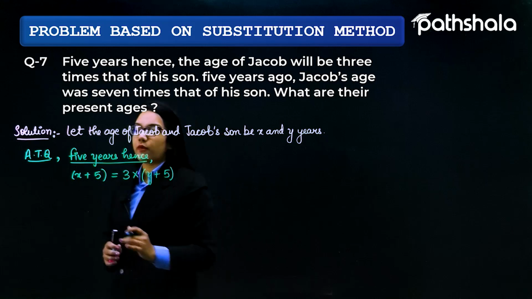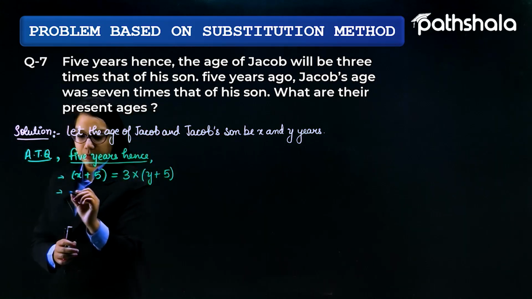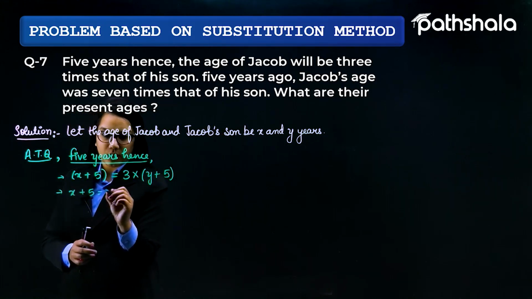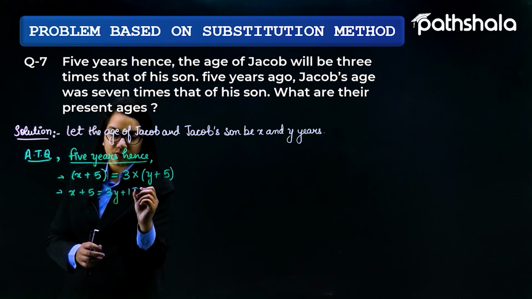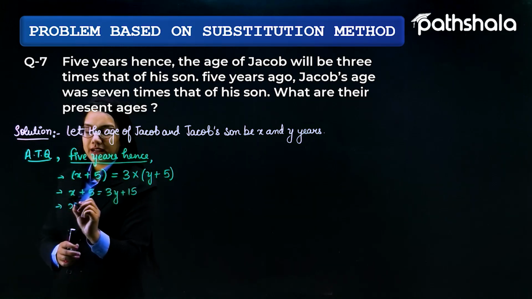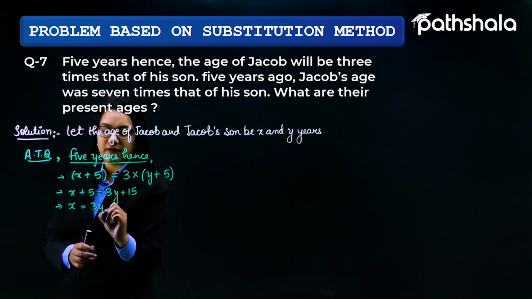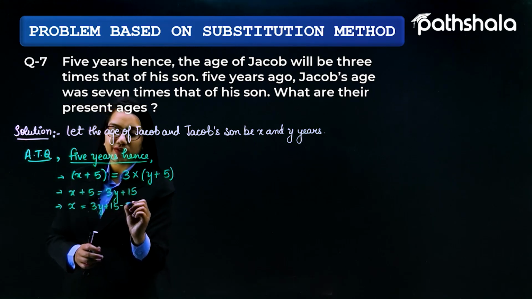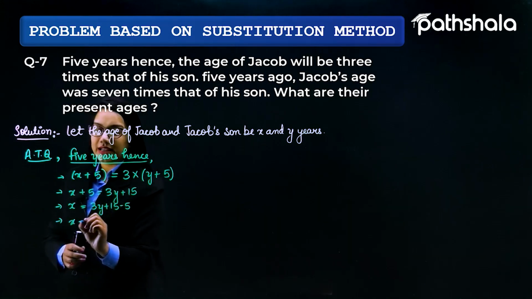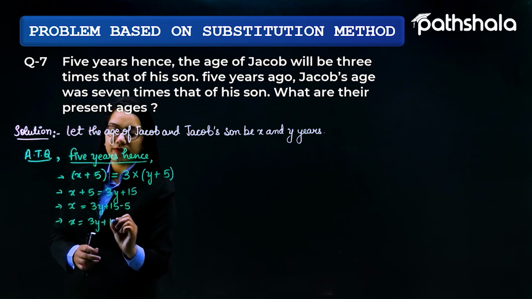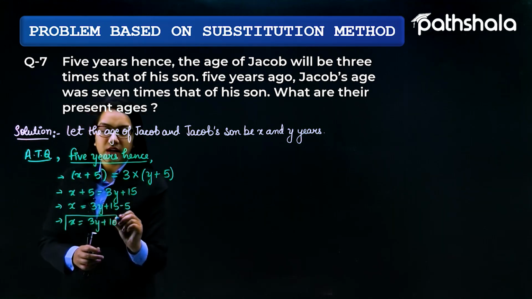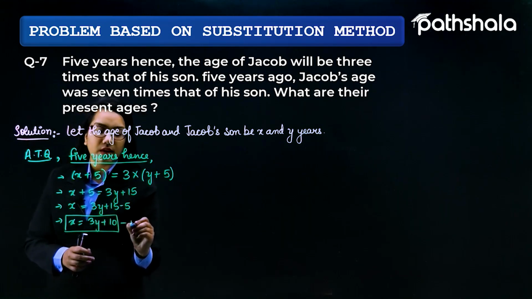Now let's solve this equation. This is x plus 5, which is equal to 3y plus 5 into 3 is 15. So at the end we are getting x as 3y plus 15 minus 5, and we get x as 3y plus 10. Let us take this as our very first equation.